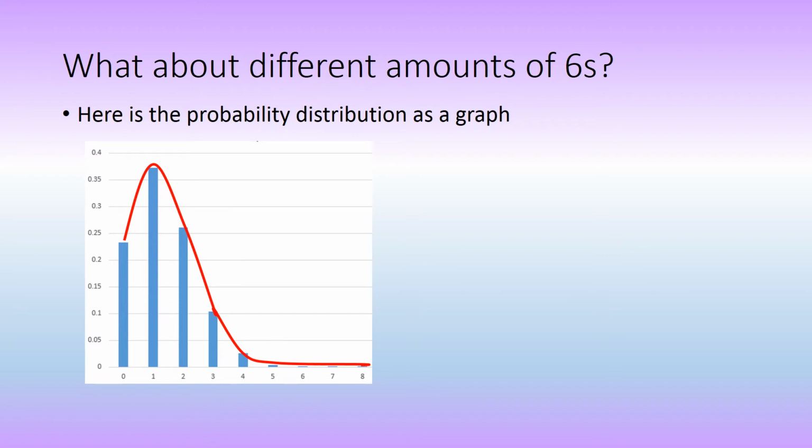So let's look at it in a slightly different way. Let's look at the probability distribution as a graph instead. Along the bottom there I've got the number of sixes scored out of my 8 rolls, and then up on the y-axis I've got my probability there, and of course again you can see that 1 is the highest.